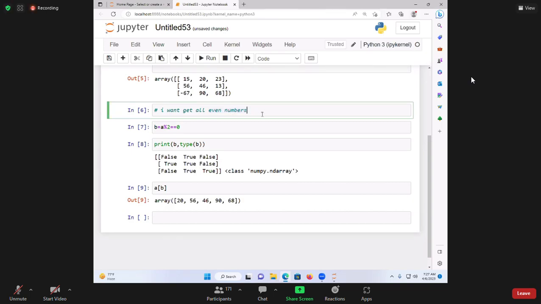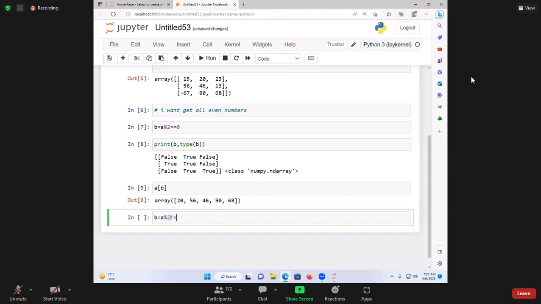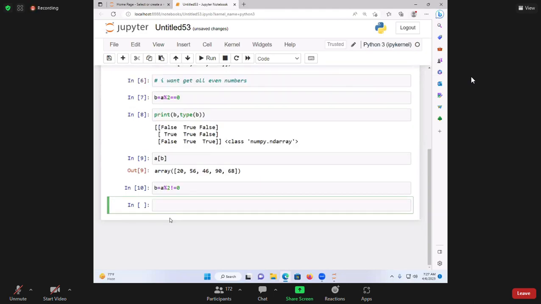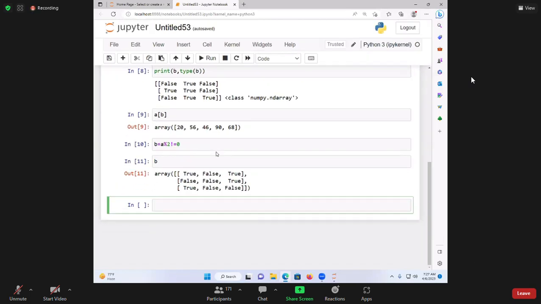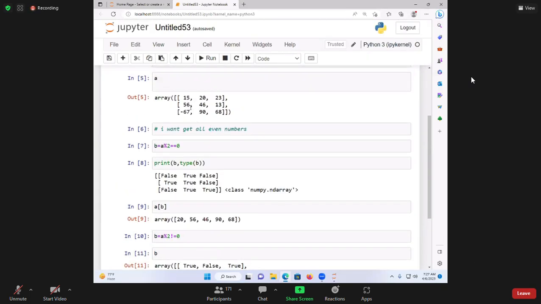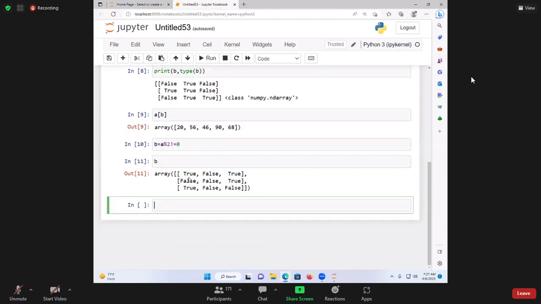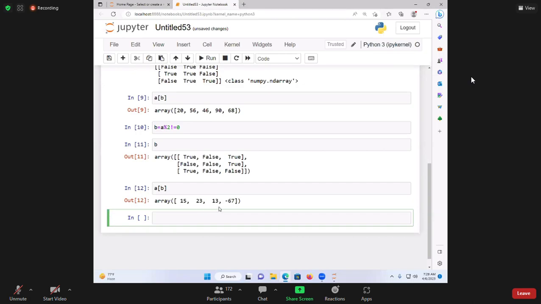Even numbers. Odd numbers I want to get. How do I get the odd numbers again? B is equal to A % 2 not equal to 0. Print this B. You see this, 15 is called what here? True, because it is not equal to 0 now. Exactly the opposite of the previous result will come. And pass A to B. You are getting 15, 23, 13 like that.